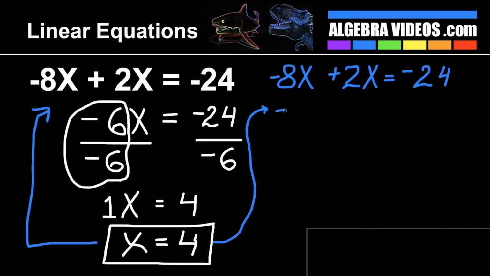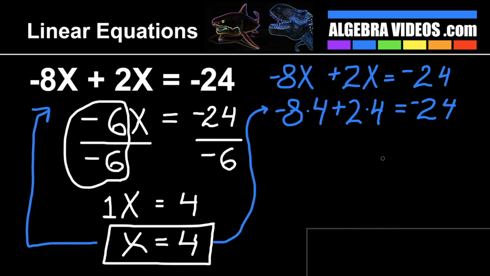So let's write it again, negative 8. But instead of writing x, we're going to plug in the number 4. So it's going to be, instead of 8 times x, it's going to be 8 times 4, because that's our solution. Plus 2x. But instead of x, we're going to plug in 4. So instead of 2 times x, it's 2 times 4. And that's equal to, on the right side, nothing changed. It's still negative 24.